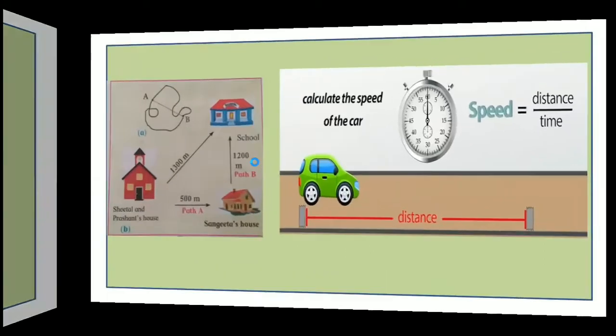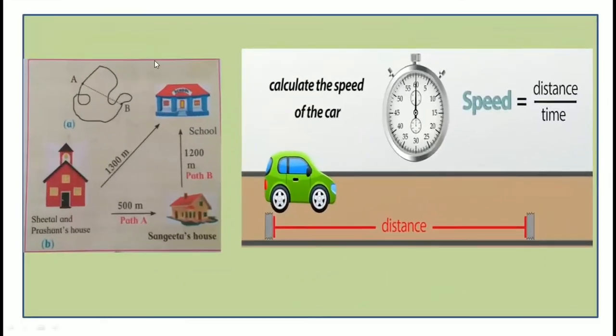Now observe the two pictures here. In one picture you see a house, and here you see an irregular shape of path. Here you see the house, the school, and another school and house. Then there are Sital and Prashant's houses. They move to Sangeeta's house, and then they move together to school.